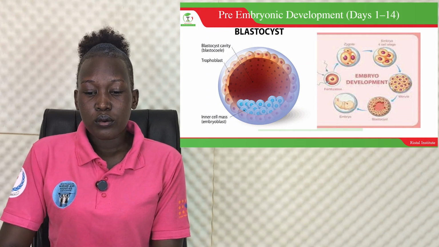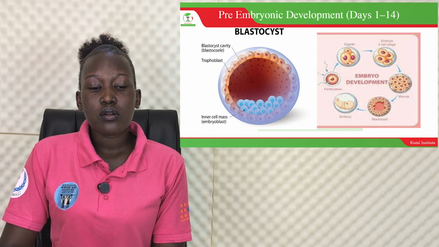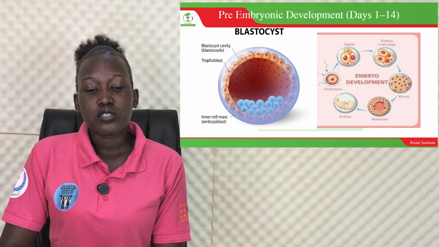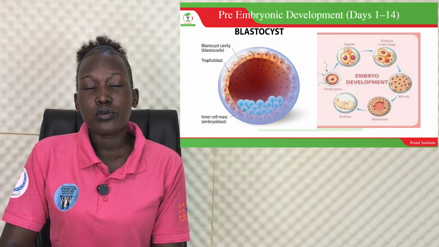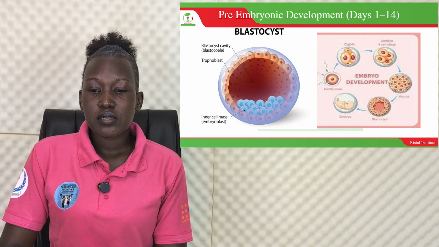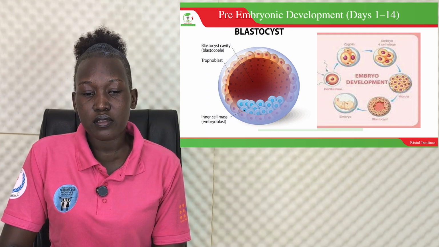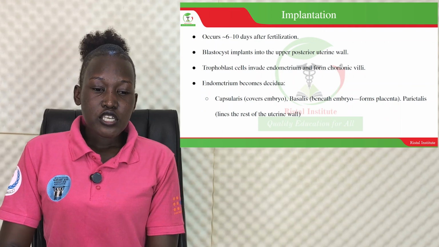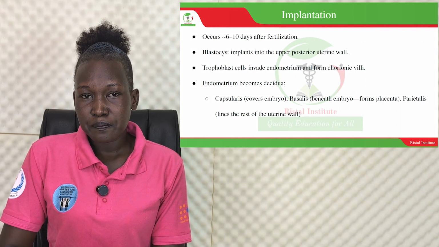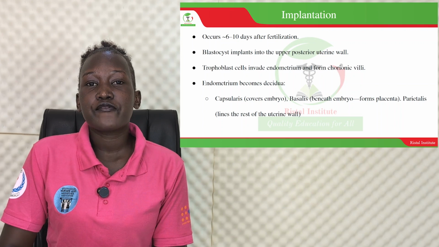Are we together? So in this same blastocyst, we are saying that there is something called a blastocoel. So a blastocoel is a cavity which is formed and is filled with fluid. Okay? So that is still happening within day 1 to day 5 or day 7. So implantation occurs from 6 to 10 days after fertilization. Remember, we said the blastocyst reached the uterine cavity by 5th day.